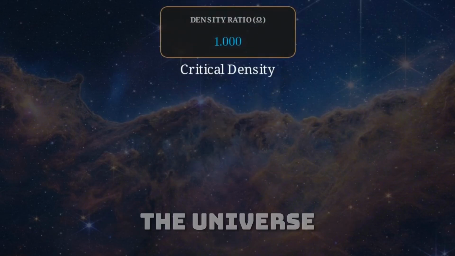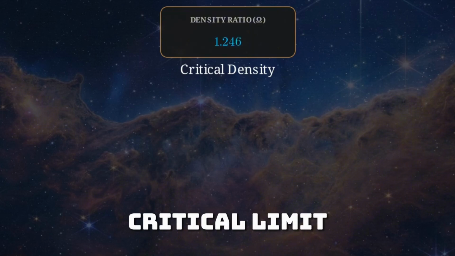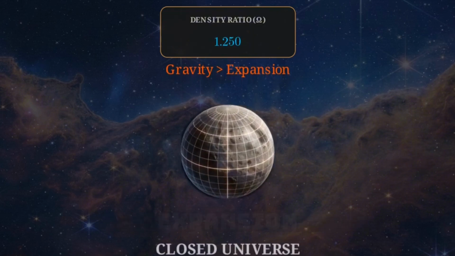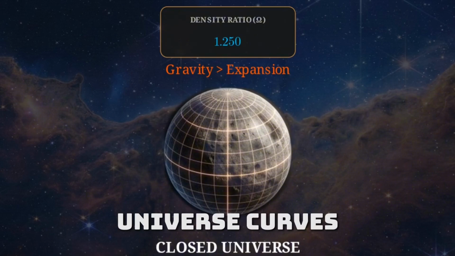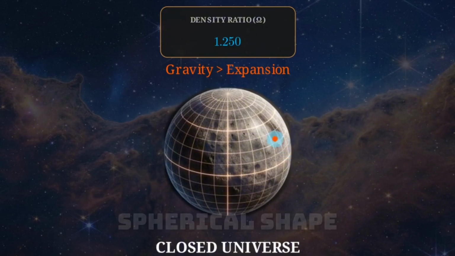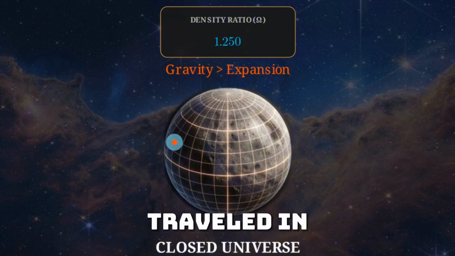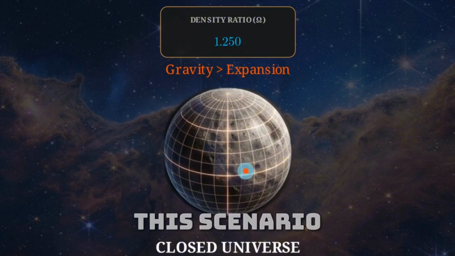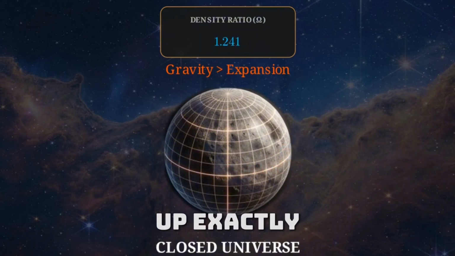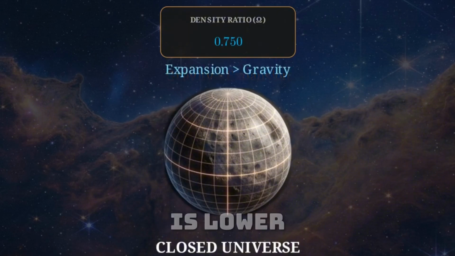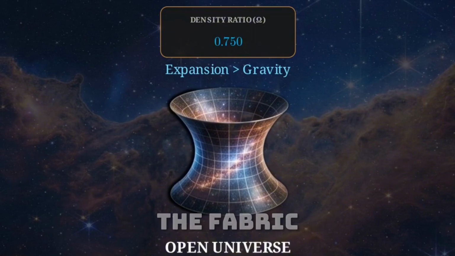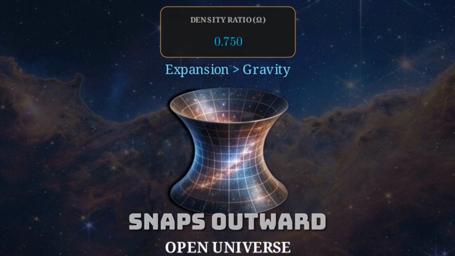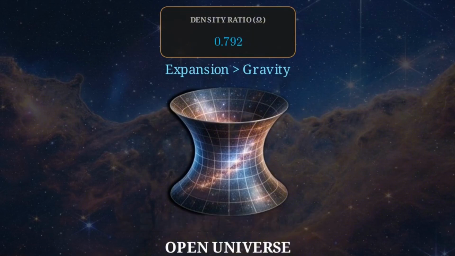If the density of the universe is higher than that critical limit, gravity overpowers the outward push of expansion. Under those heavy conditions, the entire universe curves in on itself to form a closed, spherical shape. If you traveled in a straight line for long enough in this scenario, you would eventually end up exactly back at your starting point. On the other hand, if the density of matter is lower than the critical limit, expansion easily defeats gravity. The fabric of space aggressively snaps outward into an open, never-ending saddle shape.